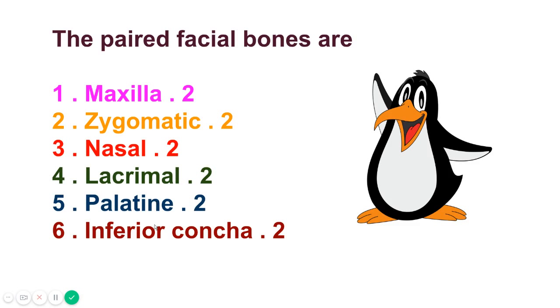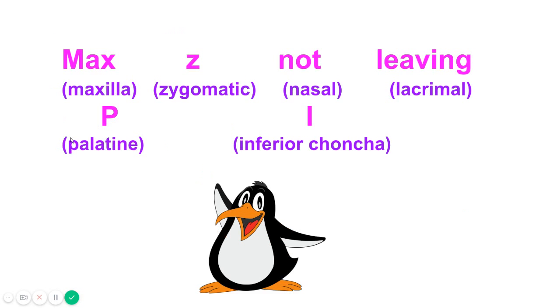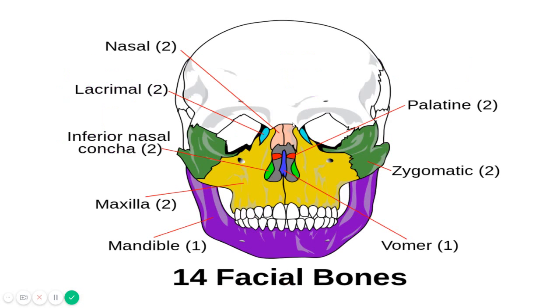These words are a bit difficult, so I made it easy for you by making a sentence. Max is not leaving pi. Max for maxilla, S for zygomatic, not for nasal, leaving for lacrimal, and pi, P for palatine, and I for inferior concha. Diagrammatically, you can see that this is maxilla, max, the two yellow bones you can see.